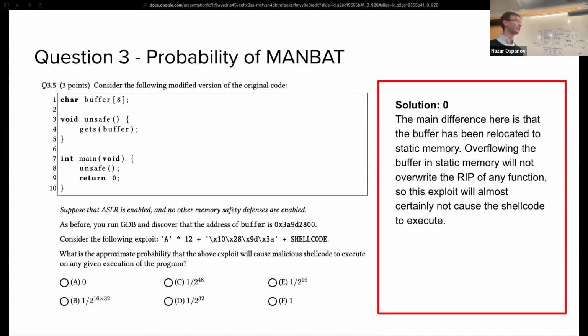The reason is that we're trying to overwrite the RIP with this address, but the buffer is now located in data. There's not going to be any RIP to overwrite. That's why, even with perfect probability, this won't work. Same goes for global variables, by the way. Static and global variables live in data. So if you have a global variable, it would not be placed on the stack. It would also be in the data segment, and the same thing applies.